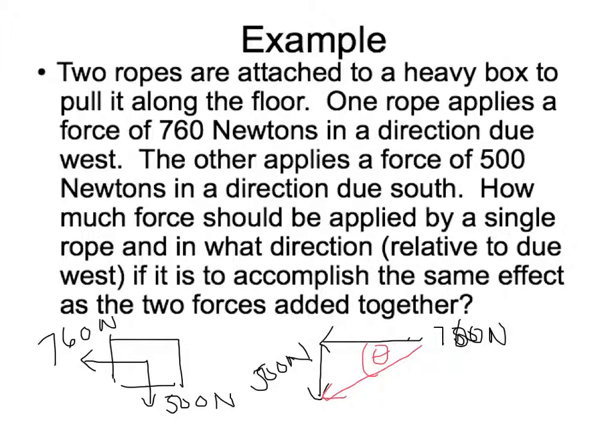And then we can go ahead again with the Pythagorean theorem, 760 squared plus 500 squared, square root of that. We're going to get a resultant vector here of 900 newtons. I'm rounding it to 1 sig fig. If I do tangent of theta is equal to 500 over 760, I'll get an angle of 30 degrees, and it will be south of west. So that would be south of west over here.